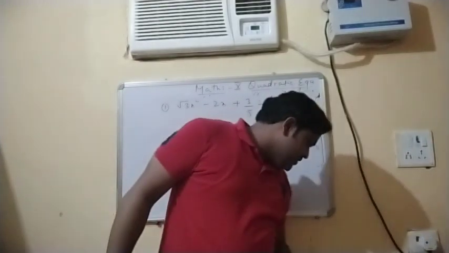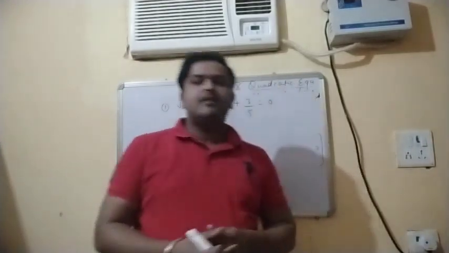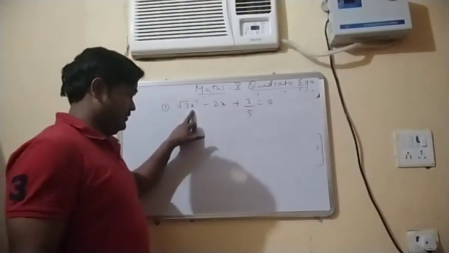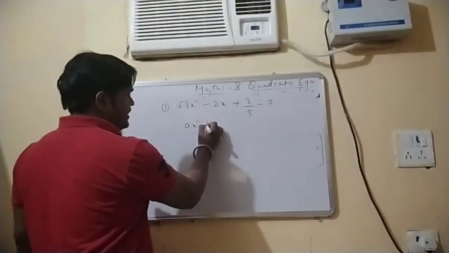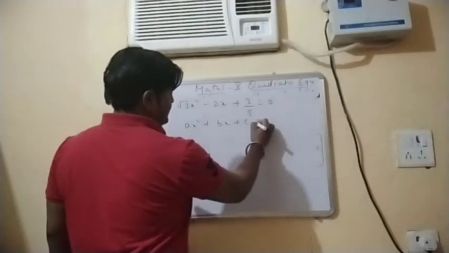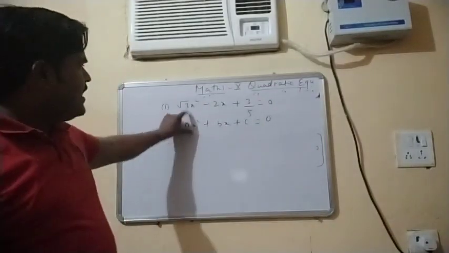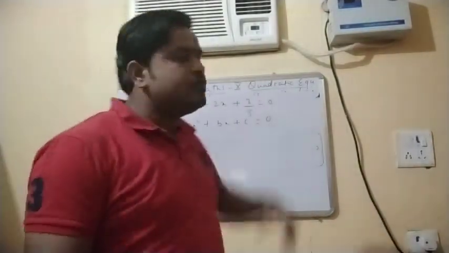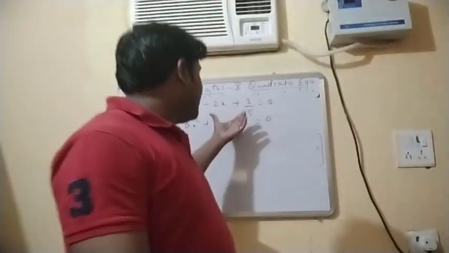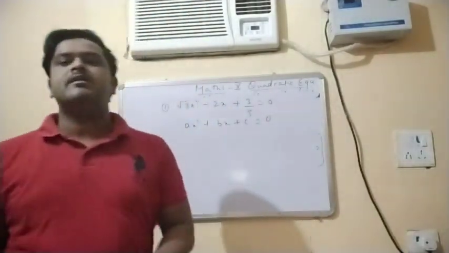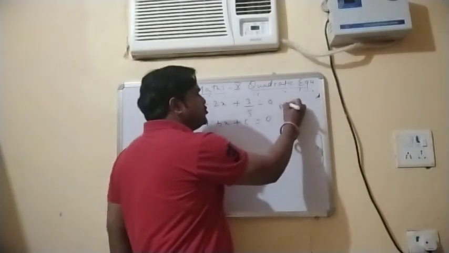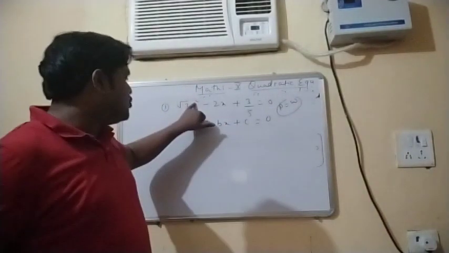So students, in this question you have to check whether the equation is of the order 2. If we compare this equation with ax square plus bx plus c equal to 0, we can directly say that this equation is a quadratic equation, since its power is 2. It is of the order 2.